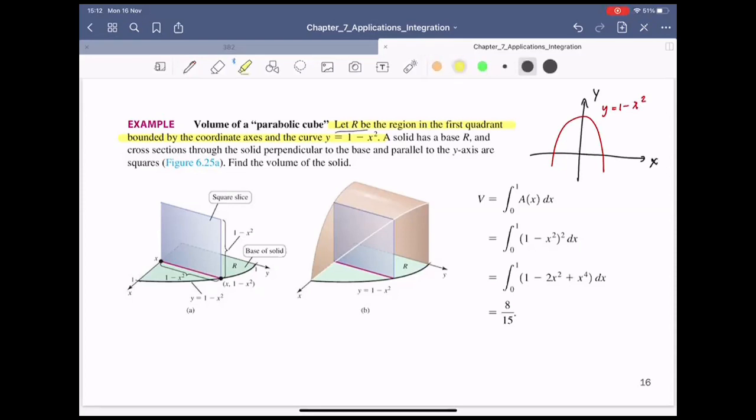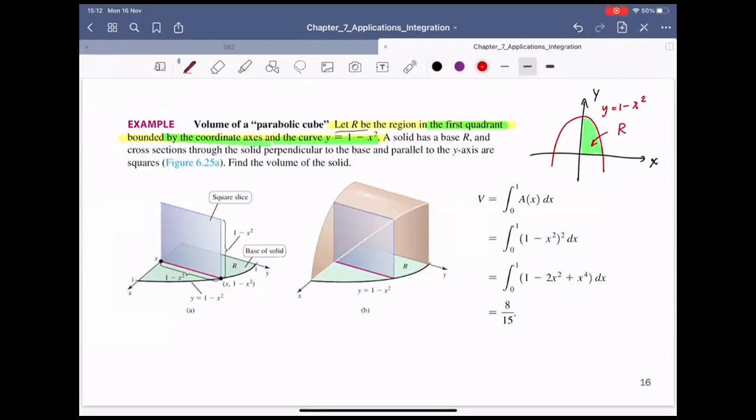And now you need to find the region R. The region R here is going to be in the first quadrant, bounded by the axes and this curve. So it's going to be here. This is going to be your region R, right? Bounded by the x-axis, y-axis, and parabola. So this is your region R.